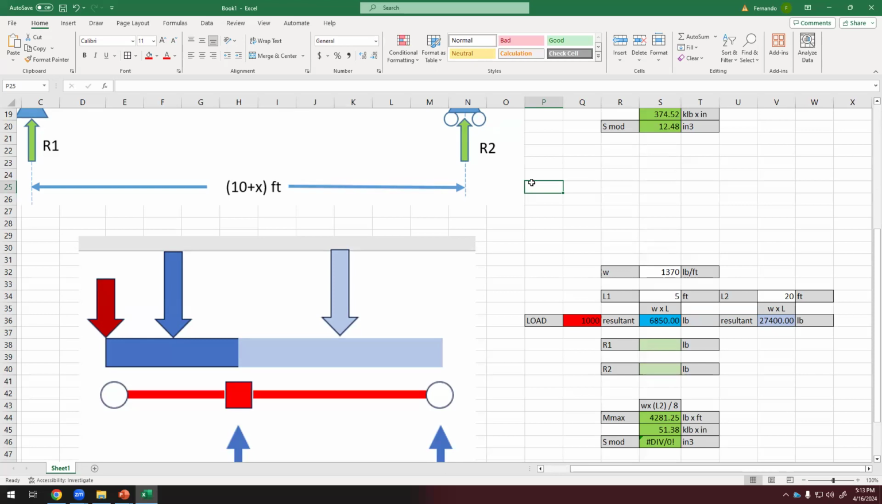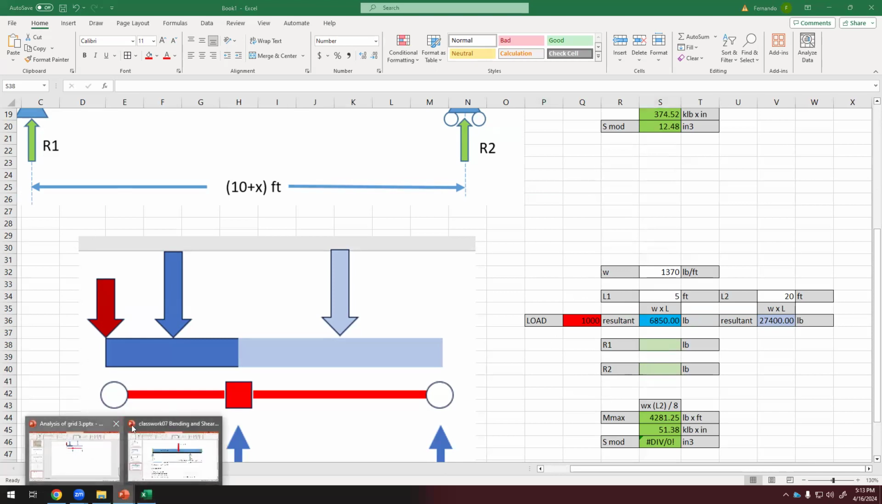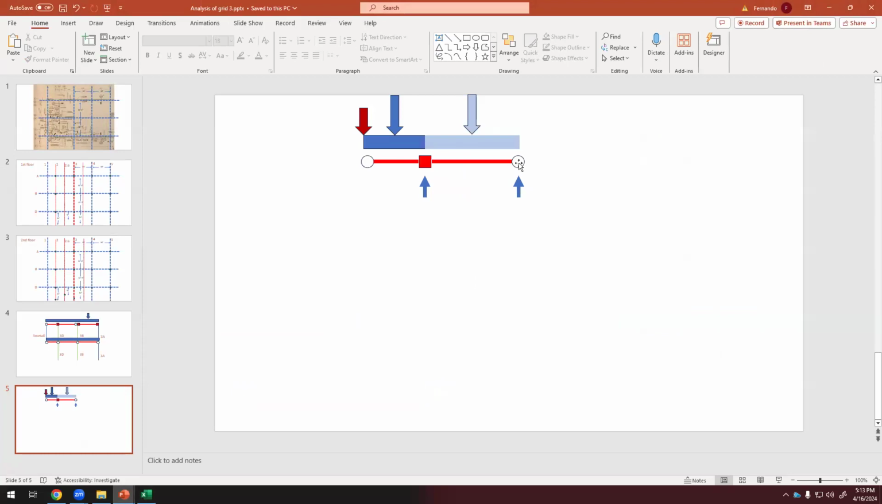So what are the reactions now? Okay, so in the reaction, remember that we have to take moments about, let's say, this point. Okay. So what's the moment of this?